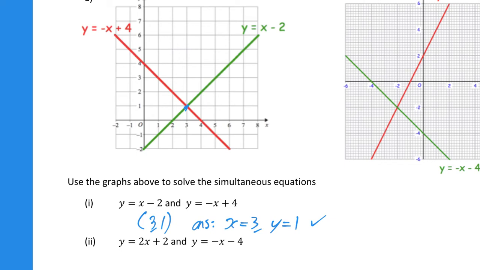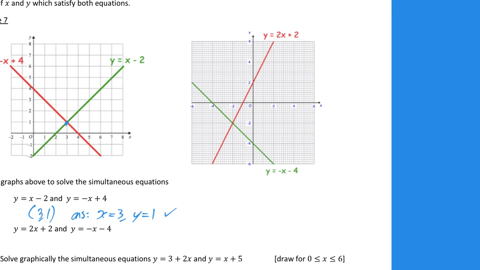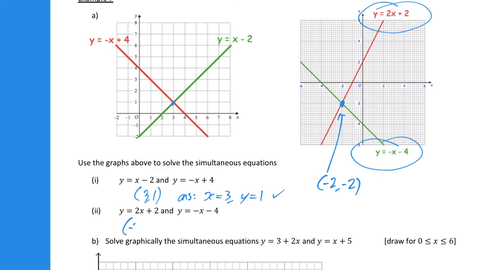Part 2 says solve y is equal to 2x plus 2 and y is equal to minus x minus 4. We haven't got that in our left diagram, it's in the right diagram. Here you've got y is equal to 2x plus 2 and y is equal to x minus 4. The solution where they intersect is the point minus 2, minus 2. So we'll pull that into our notes over here: x is equal to minus 2, y is equal to minus 2, and that's it done.